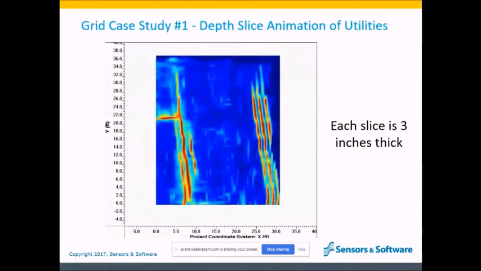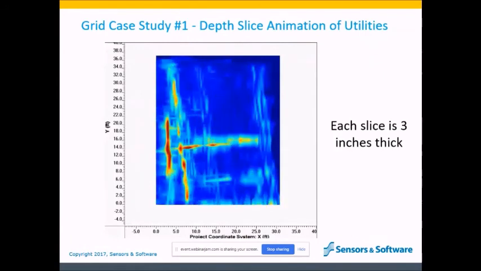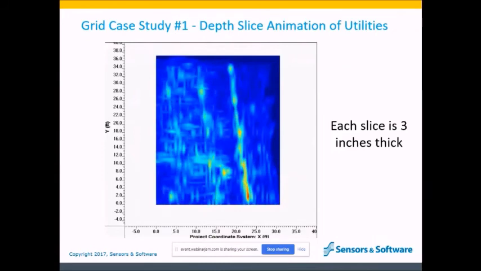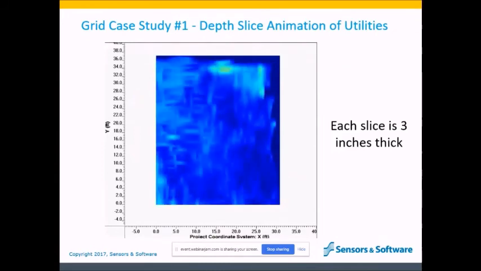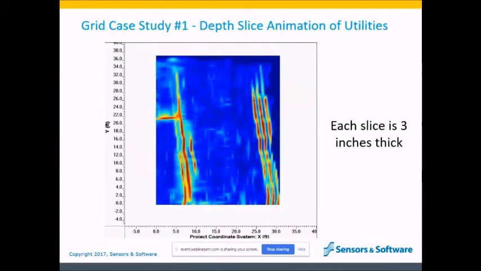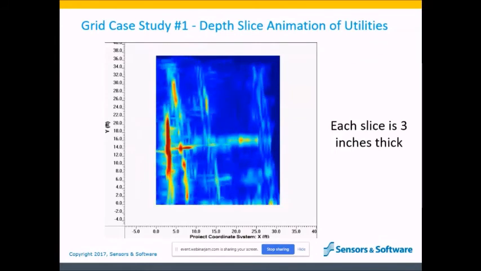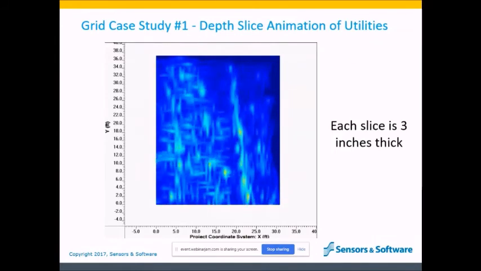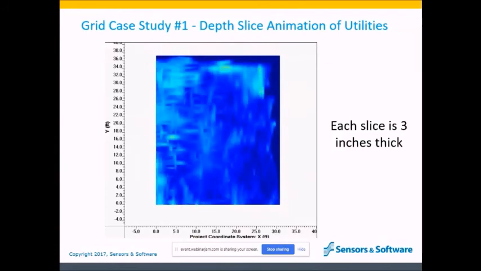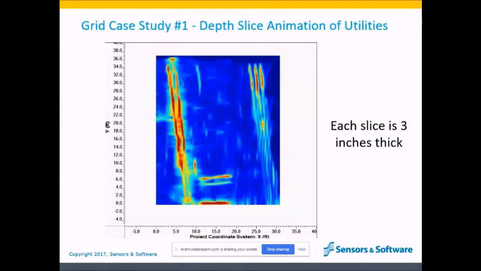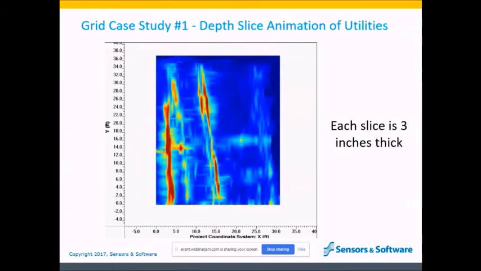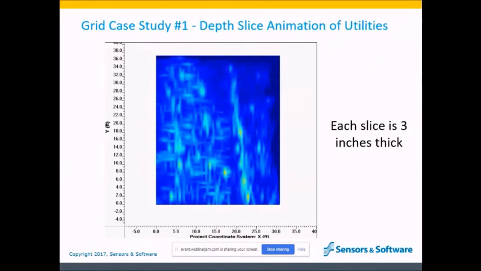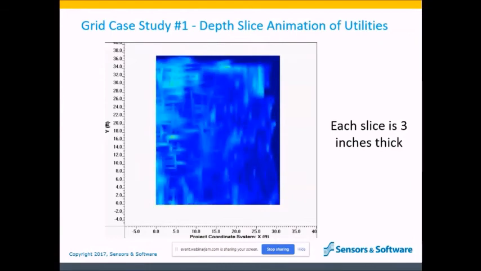After we collect the grid, it can be processed into a series of depth slices, each slice usually a few inches thick. It's like peeling the layers off the top to peer deeper and deeper into the subsurface. Depth slices allow us to see the orientation and spatial relationship of multiple targets. In this example, the red responses are objects with high reflectivity, reasonably interpreted as utilities.